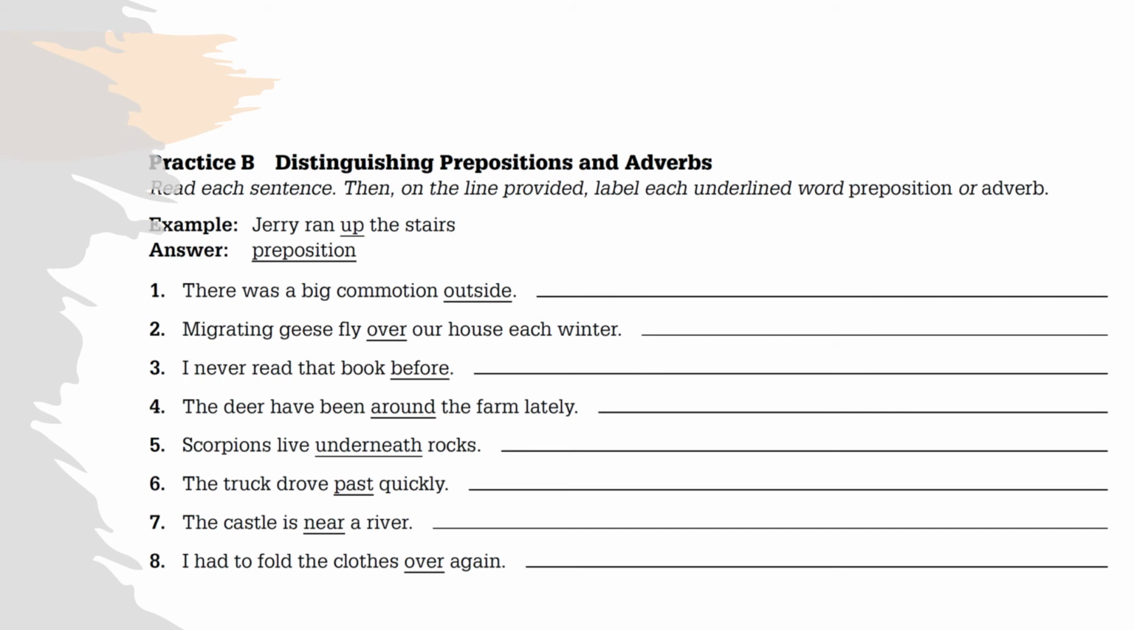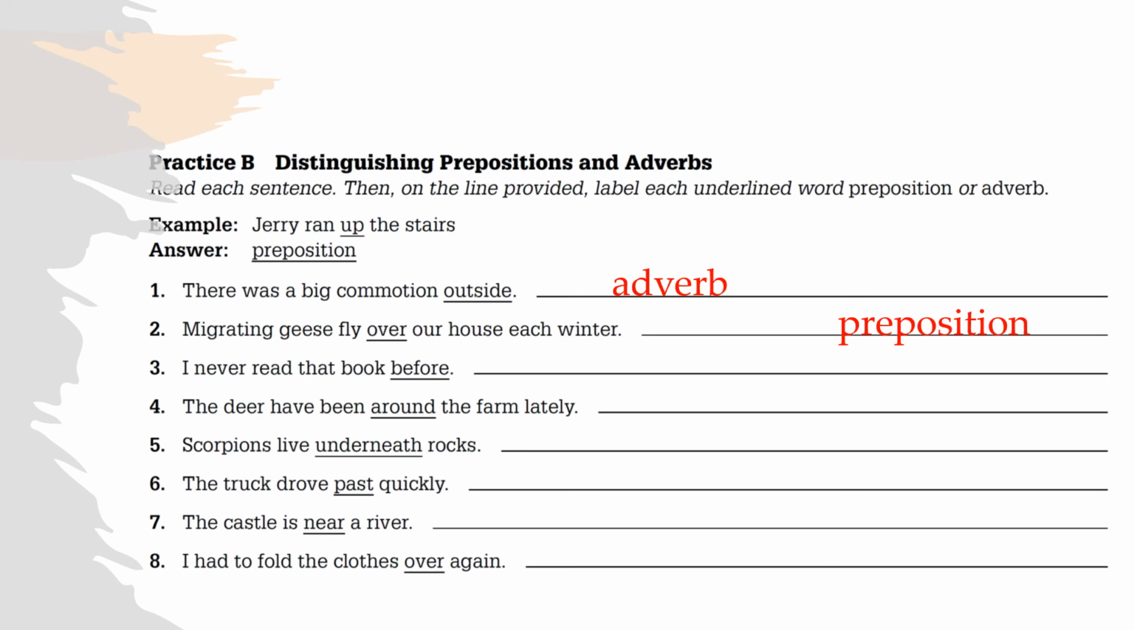So yeah, you can pause the video, try to do it yourselves, and once you are done, play the video and check your answers. All right, let's correct. So we have outside, that would be an adverb because usually they don't have an object. Here we have over our house, so that would definitely be a preposition. The house is the noun.